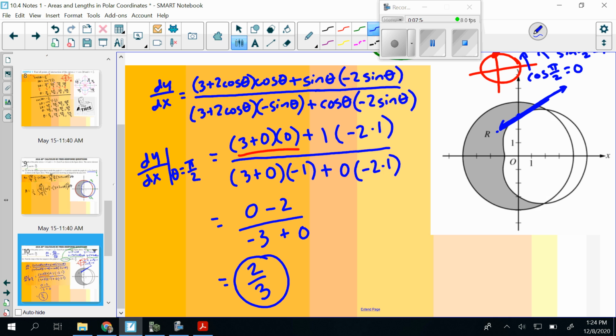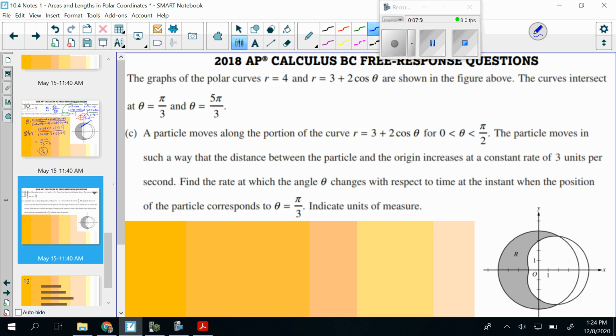All right, there was one more part to this free response. Part C: a particle moves along the portion of the curve r equals 3 plus 2 cosine theta from 0 to pi over 2. The particle moves in such a way that the distance between the particle and the origin increases at a rate of 3 units per second. Find the rate at which the angle theta changes with respect to time at the instant when the position of the particle corresponds to theta equals pi over 3. Indicate the units of measure.